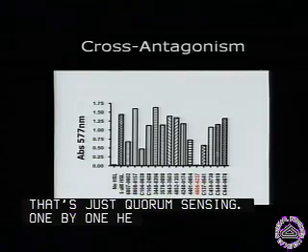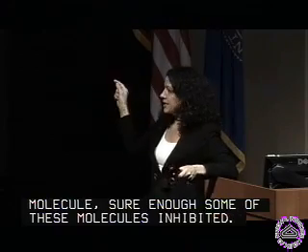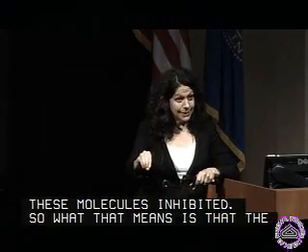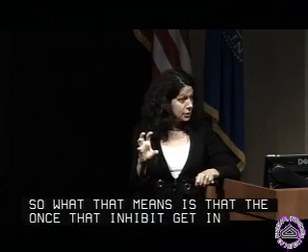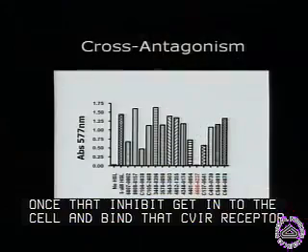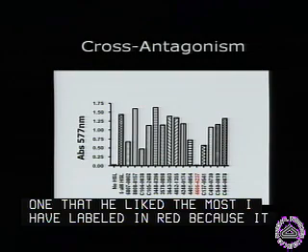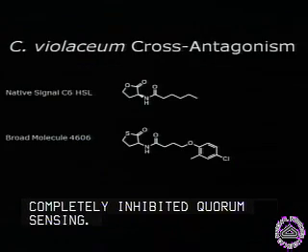And sure enough, some of these molecules inhibited. And so what that means is that the ones that inhibit actually get into the cell, right, and bind that CviR receptor and shut it down. And the one that he liked the most I have labeled in red because it completely inhibited quorum sensing. And so now I'll show you that molecule.